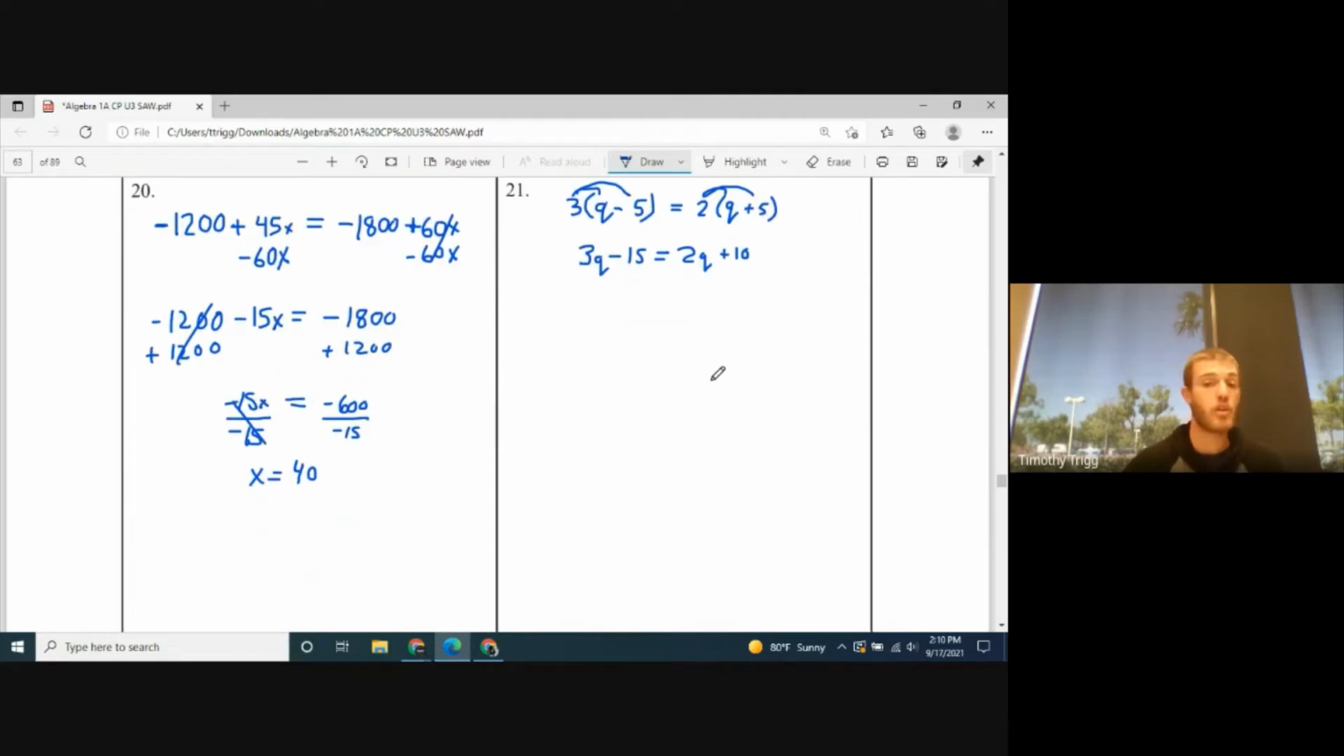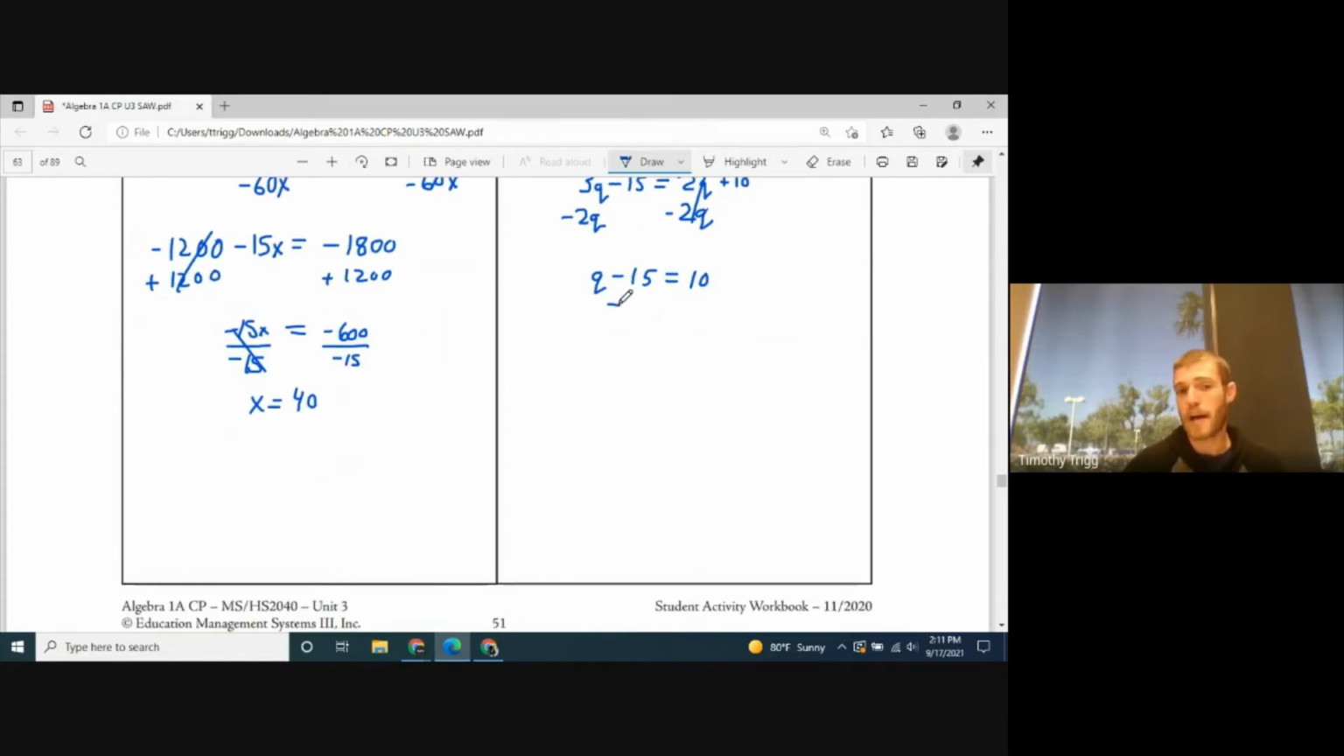Now notice we have q's on both sides of the equation, so hopefully you remember we don't like that. So we're going to subtract 2q here and subtract 2q here. 3q minus 2q is 1q. We have a minus 15 equals, and then on the right side we have 10. Lastly, to get q by itself, we add 15 to both sides of the equation. That'll be q equals 25.